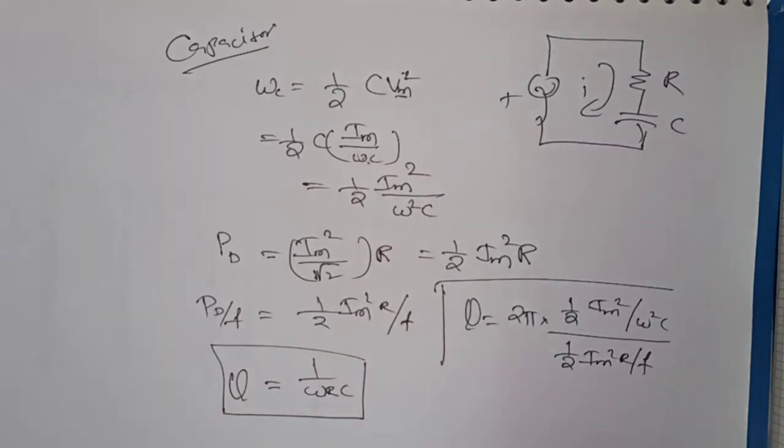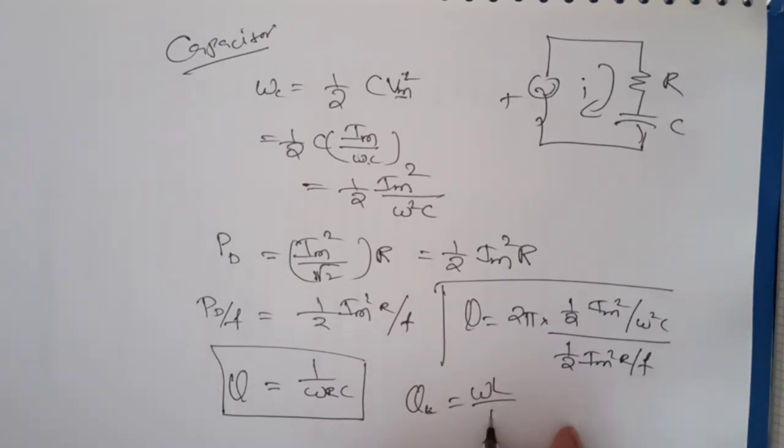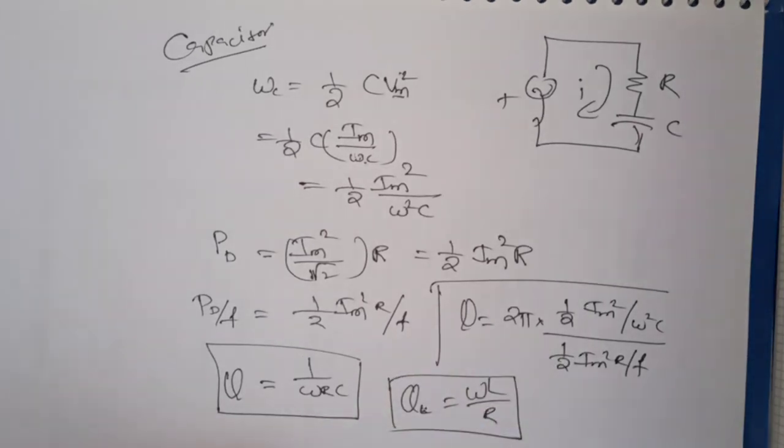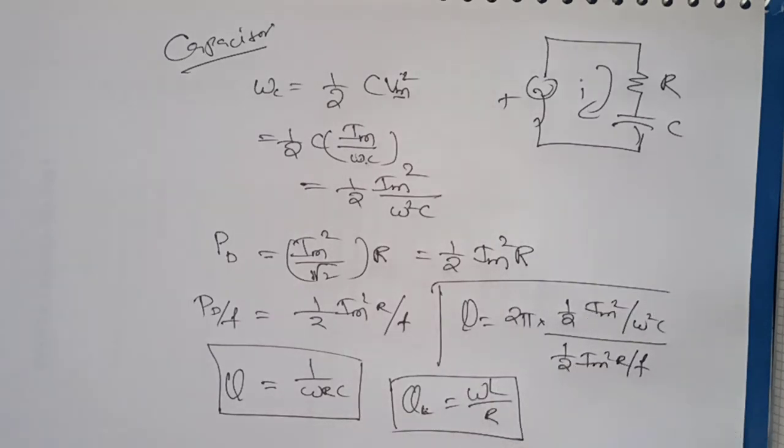These two are very important formulas. In further classes we are going to use them. The quality factor of the inductor is omega L by R, and that of the capacitor is 1 by omega R C. So what does the quality factor actually indicate? It indicates how effectively these two elements can store energy. When the quality factor of the resonant circuit is given, we can find the frequency of that circuit.